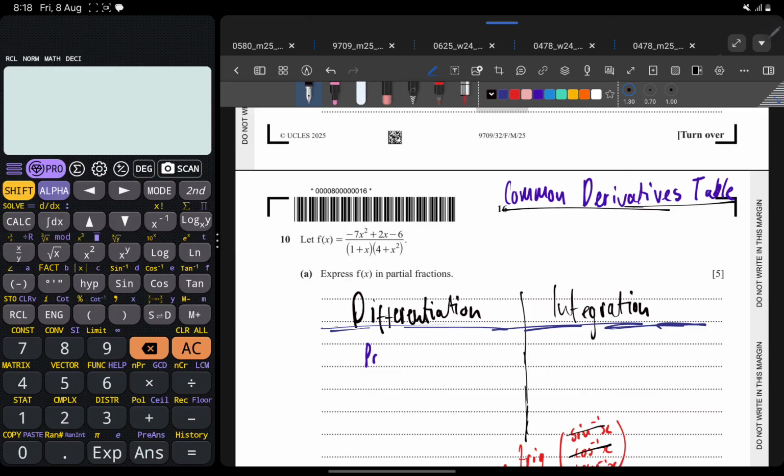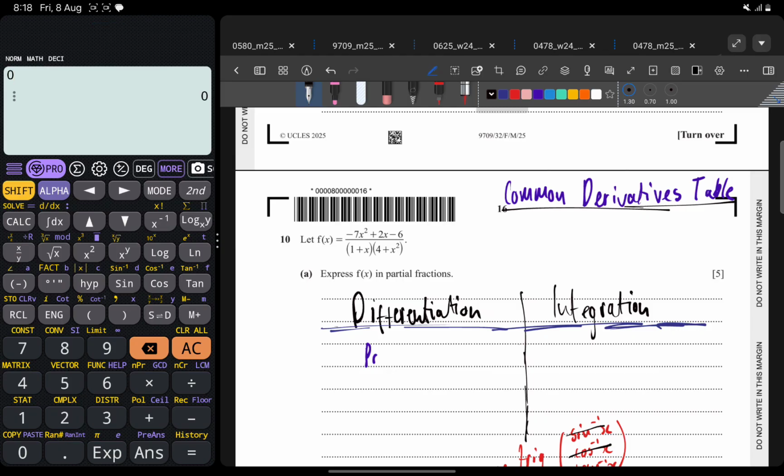Okay, so common derivatives table, yes. Mostly, some things you're going to get from the MF19, the booklet which we have in the exam. But some you won't, so you're going to write on your MF19 and edit it a bit. We'll talk about it.